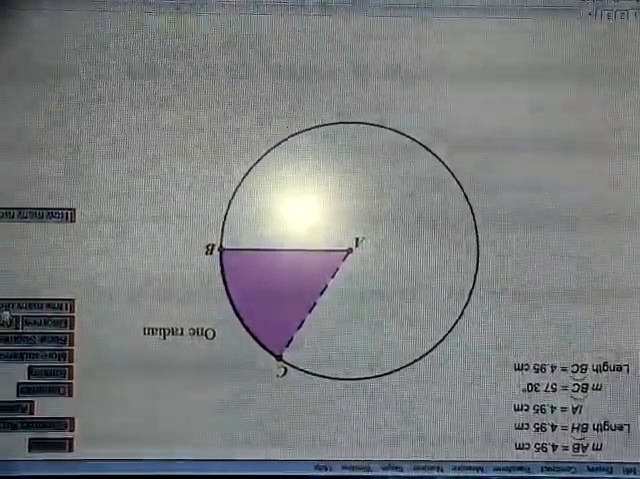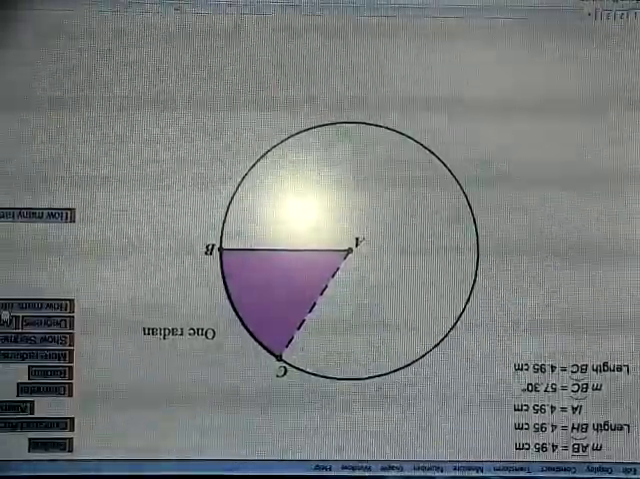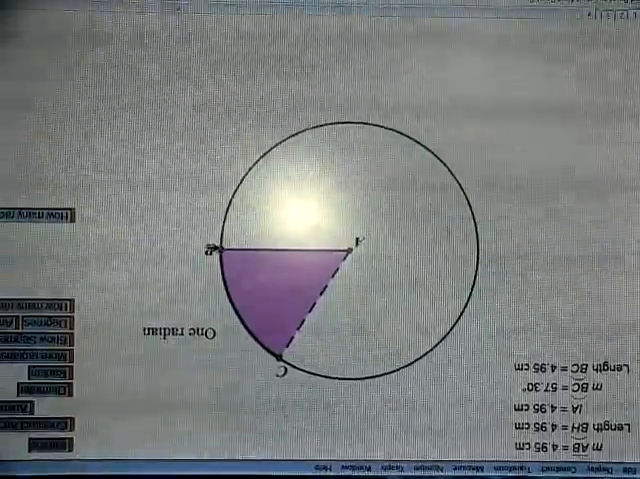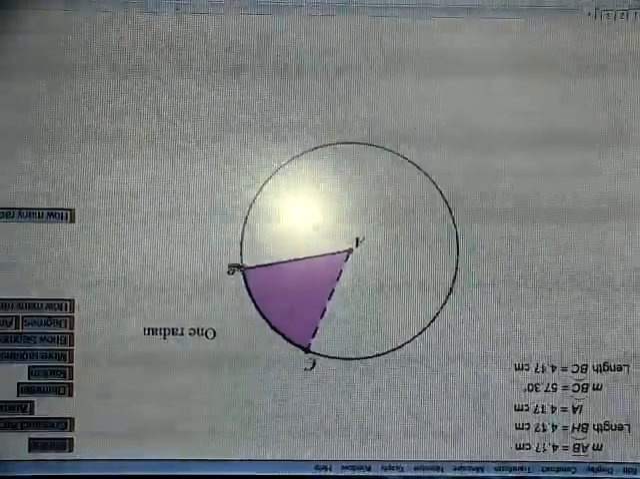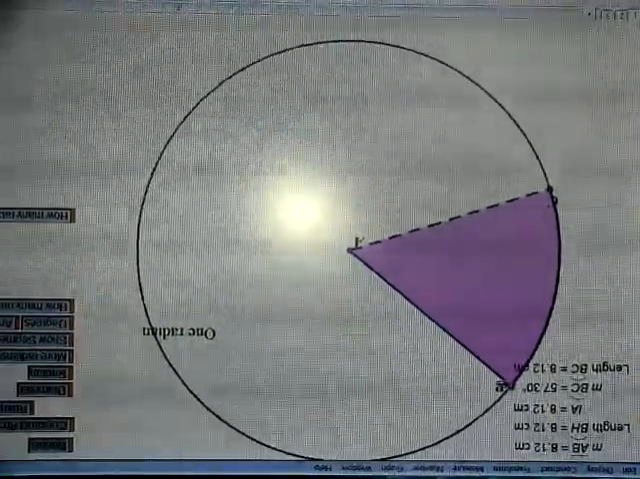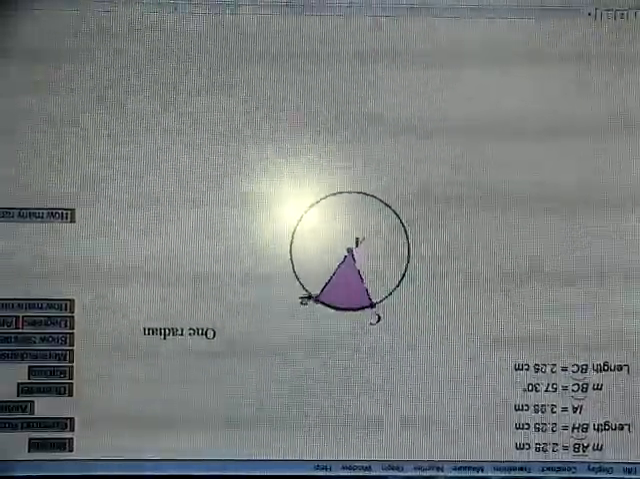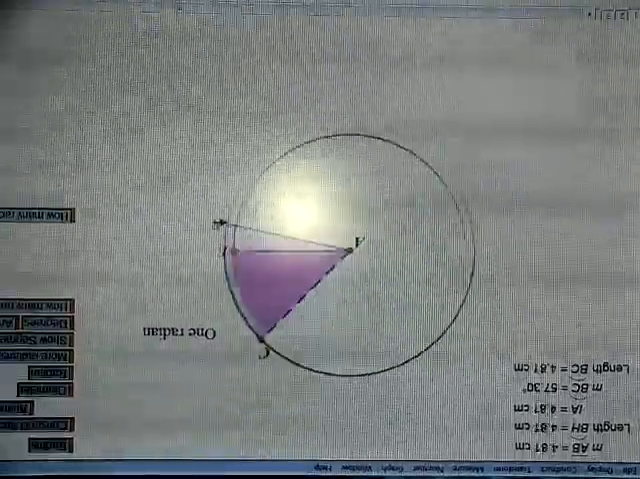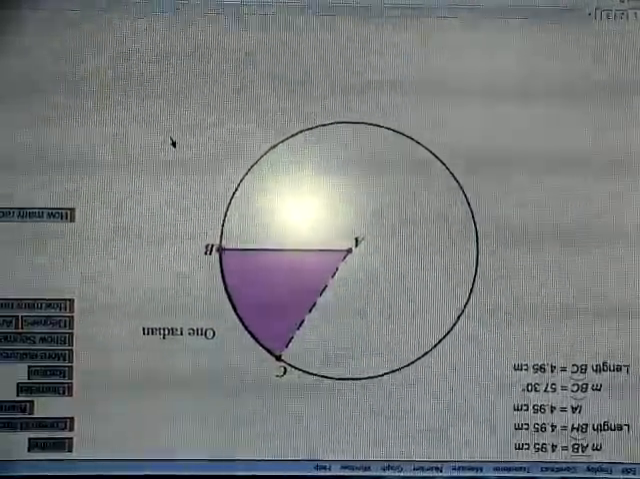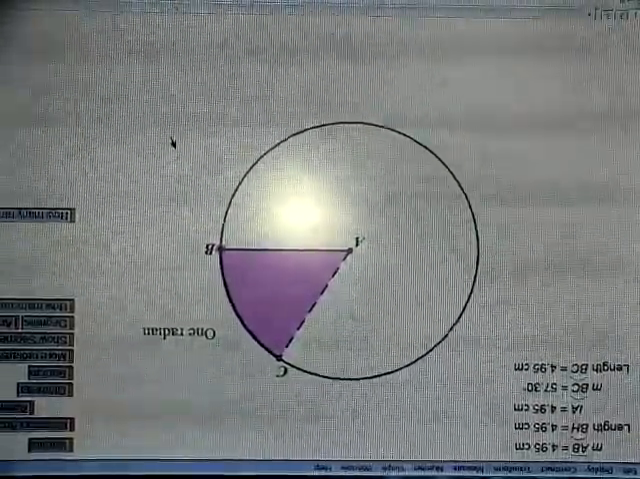That is the degree value of 1 radian. It doesn't matter the size of the circle. If I come over and grab my radius again, you can see up here on the side that that angle of 57.3 is staying exactly the same all the time. It doesn't matter the size of the circle. So that's 1 radian. Well, how many radians fit around an entire circle?